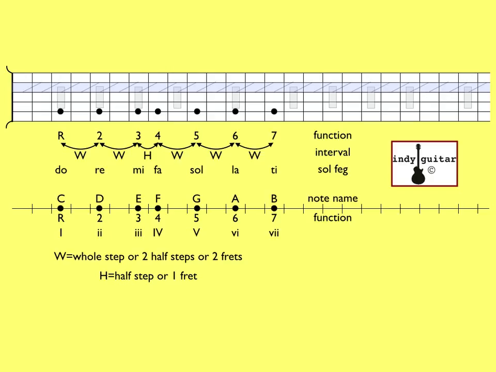6 to 7 is another whole step, 2 frets. 7 to the root is another half step. So from root to root is 12 half steps, 6 whole steps.